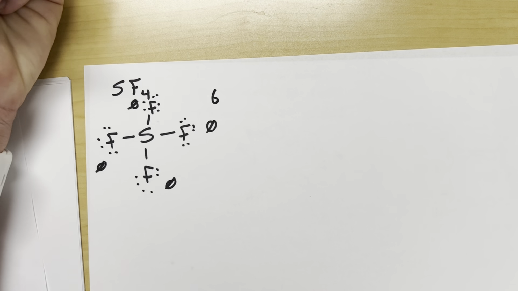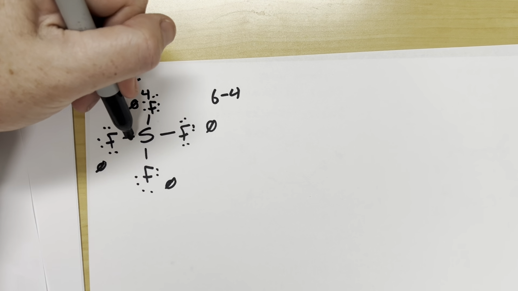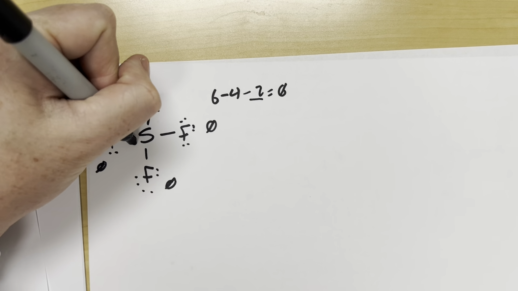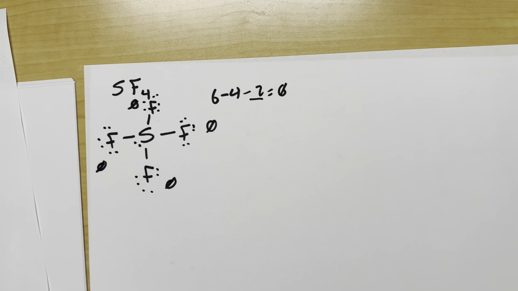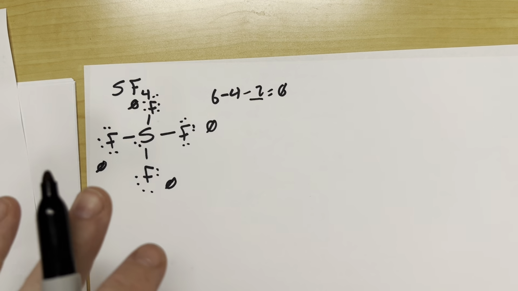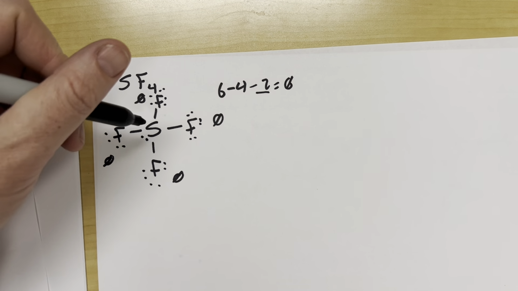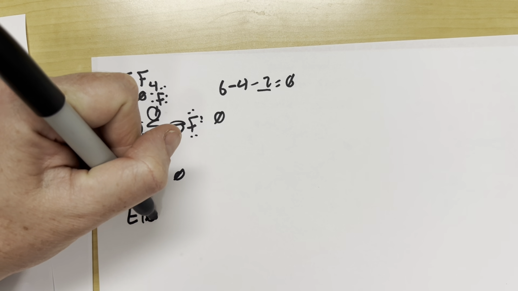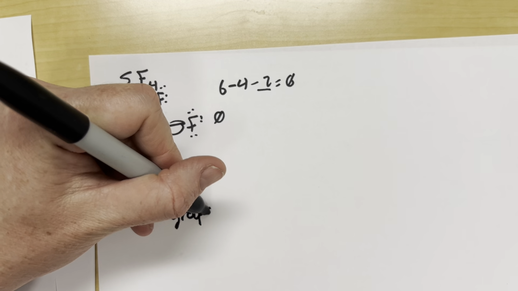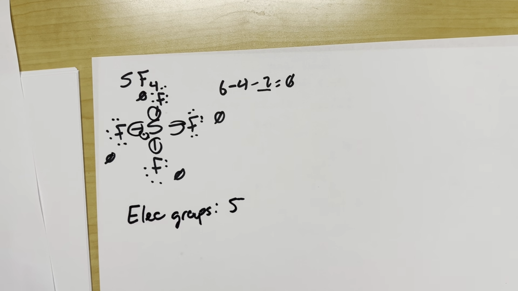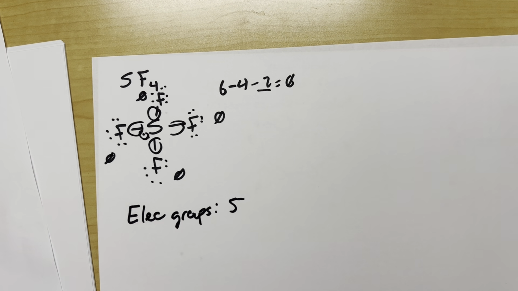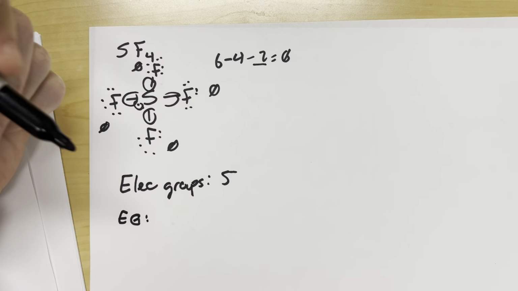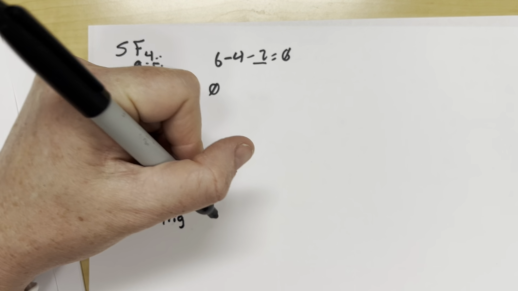So sulfur currently has 6 valence electrons. It's got 4 sticks attached to it. So it needs how many dots in order to be 0? Hopefully you agree it needs 2 dots, and that's where we go, boop, boop. And that's SF4. All right, so when we go to figure out the number of electron groups, you got 1, 2, 3, 4, 5. So our electron groups is 5. Okay. We know, therefore, that the electron geometry is going to be the same as the last one, trigonal bipyramidal.